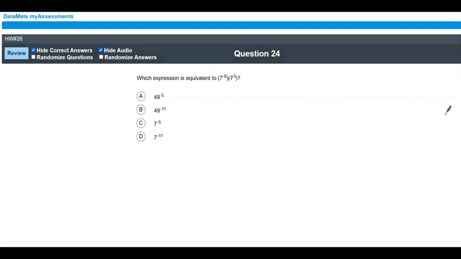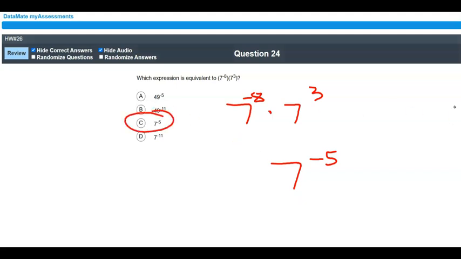For question 24, we're going to keep the base the same, and we're going to add the powers together, leaving us with option C.